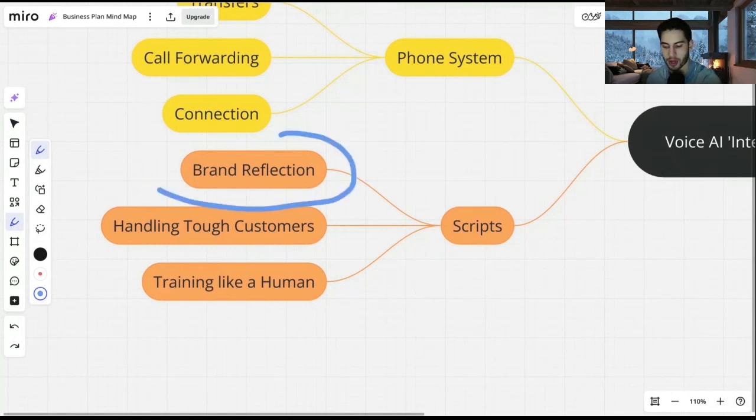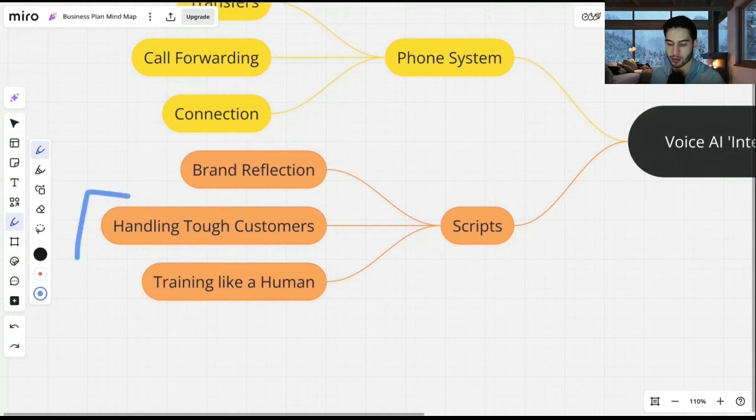One thing that we hear all the time is the brand reflection. When an AI is speaking to your customers, you want to make sure it doesn't sound like some bland, copy and paste agent. It's for your business. It's for your company. It's talking to your customers. Not only do you want to make them feel special, but you want to make them feel as though they're being heard, even though it's an AI. It's still possible. So brand reflection is awesome.